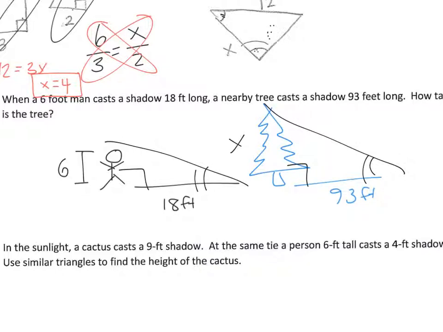So we're going to use a proportion. 6 is to 18 as x is to 93. So x is equal to 6 times 93 divided by 18. So it's going to be 31 feet. So I did 6 times 93. 6 times 93 equals 18 times x. So I divide both sides by 18. So the height of the tree is 31 feet.